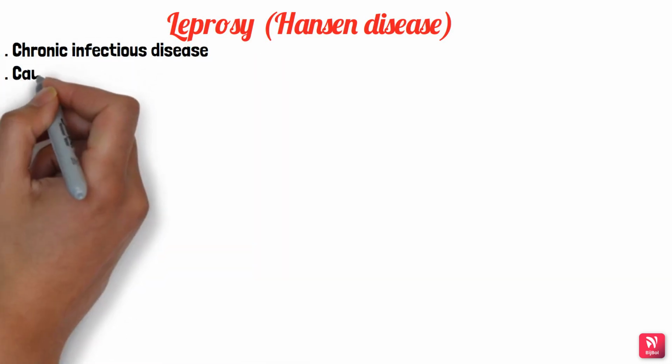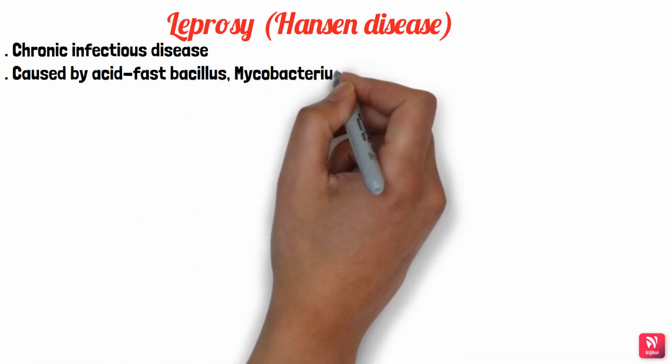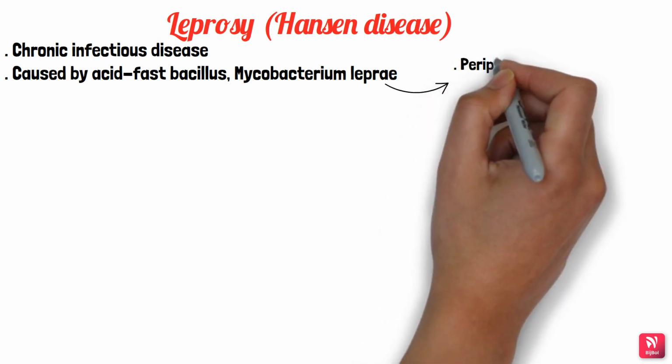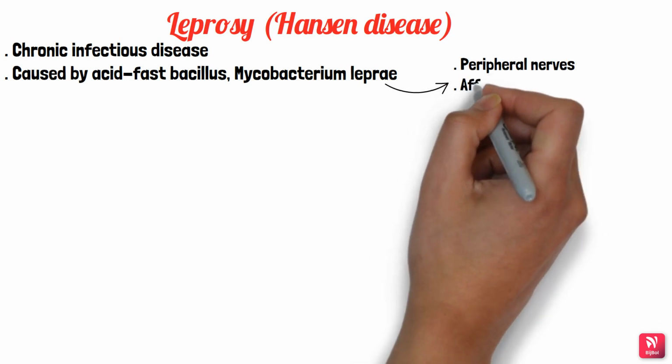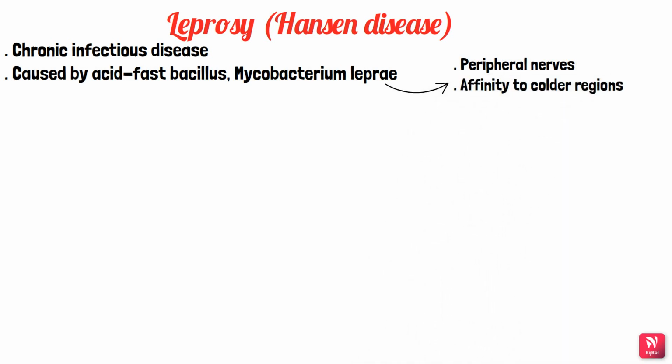So this Mycobacterium leprae, it is an acid-fast bacillus again. And if you see, it is the only bacterium which has a predilection towards peripheral nerves. So this is very important, that it has predilection towards peripheral nerves, and it also has affinity to colder regions like upper respiratory tract, anterior chamber of the eye, axilla, groin, scalp, all these.